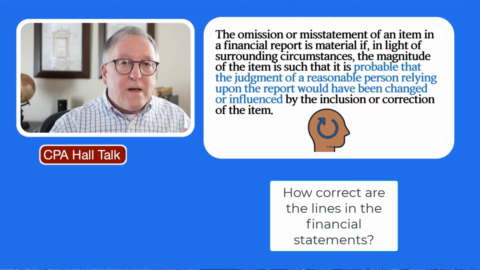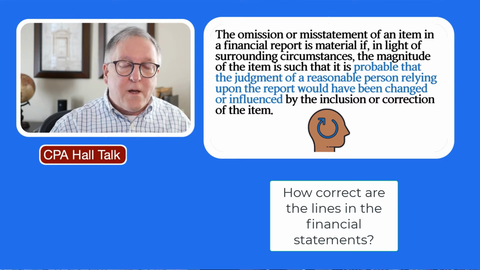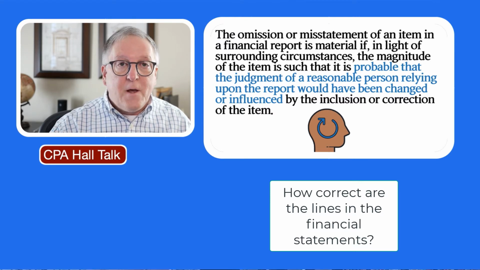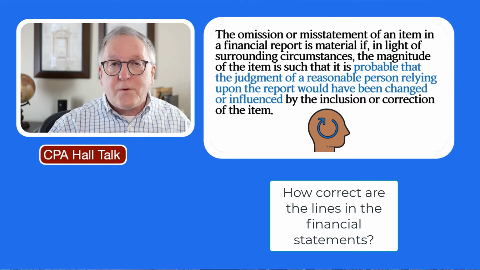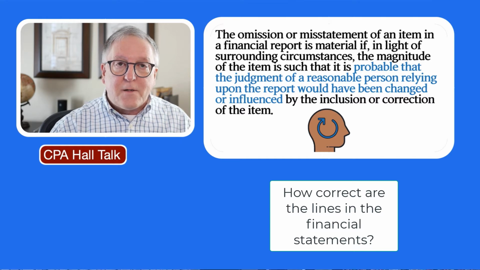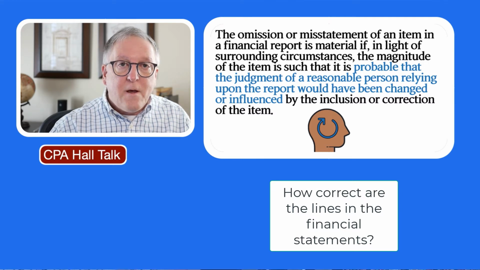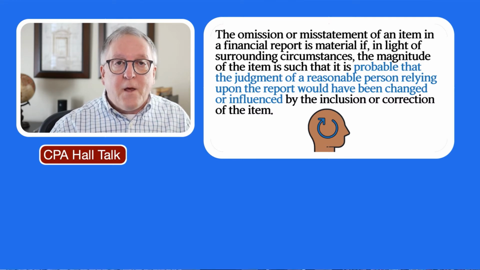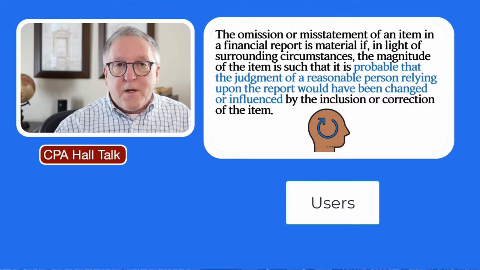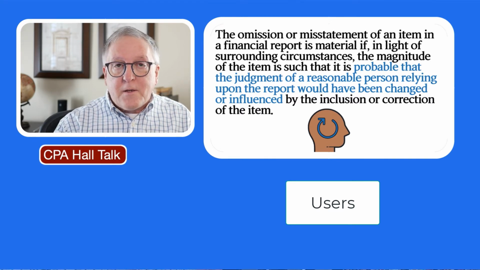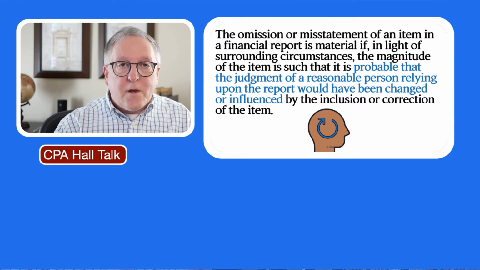So if you're looking at line items in, say, the balance sheet or income statement or cash flow statement, you're thinking about how correct those lines are, such as cash, receivables, debt, payables, revenues, expenses. So you're thinking about how much error can be in one of those lines and it not impact the decision-making ability of the financial statement user. So who are the users of the financial statements? Well, normally they're bankers, lenders, management, owners, sometimes regulators. So those are examples of users of the financial statements.